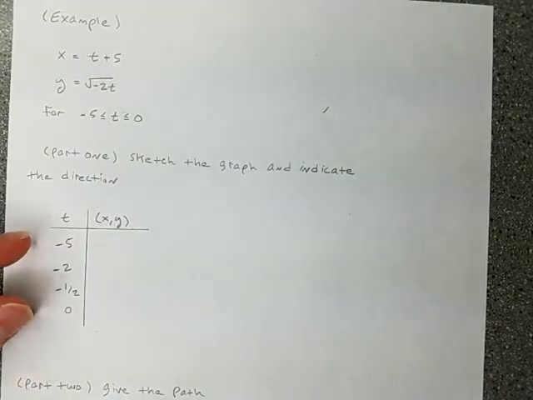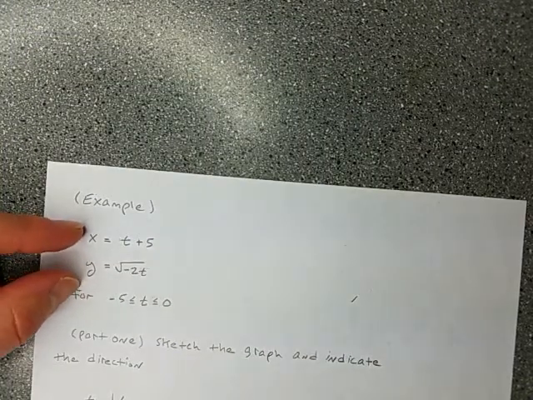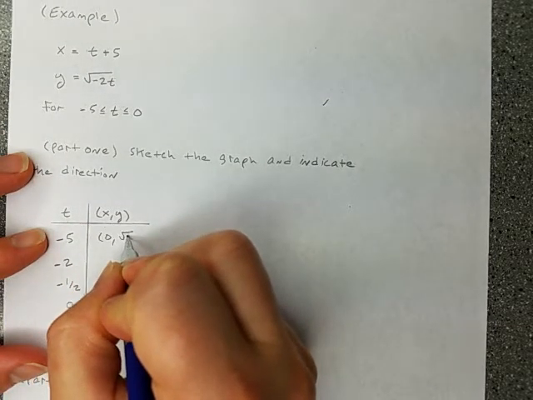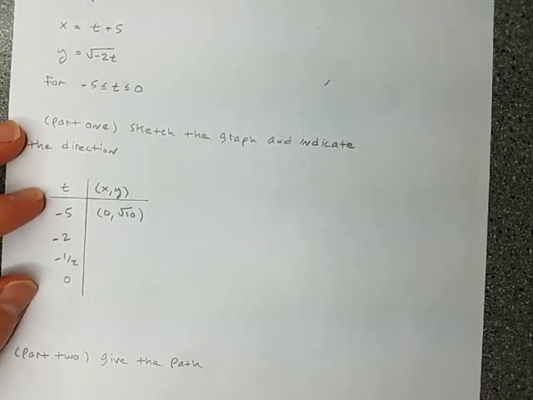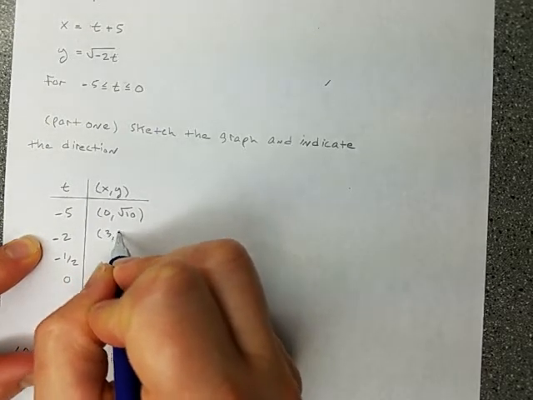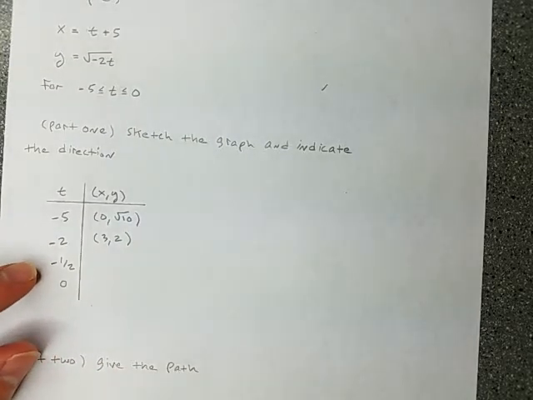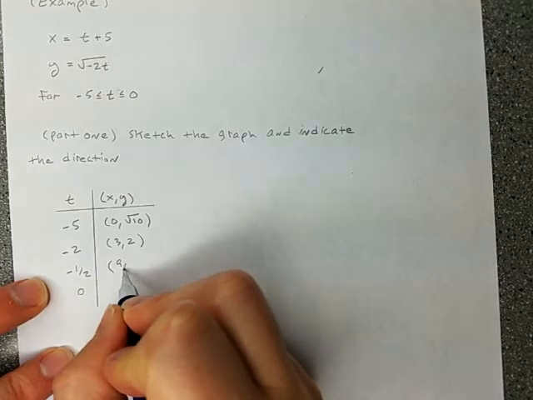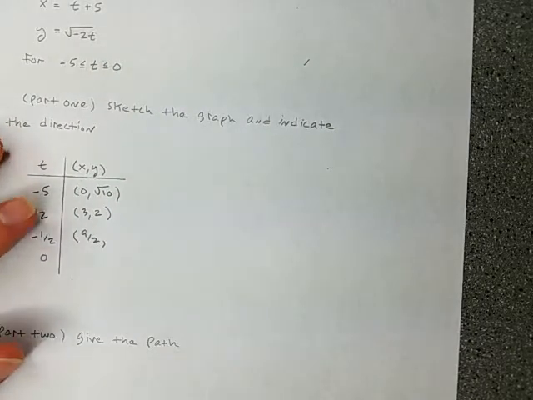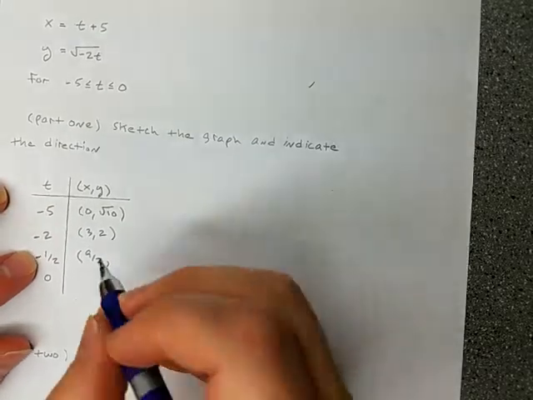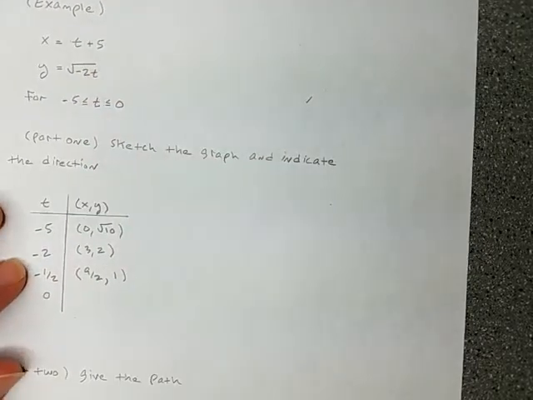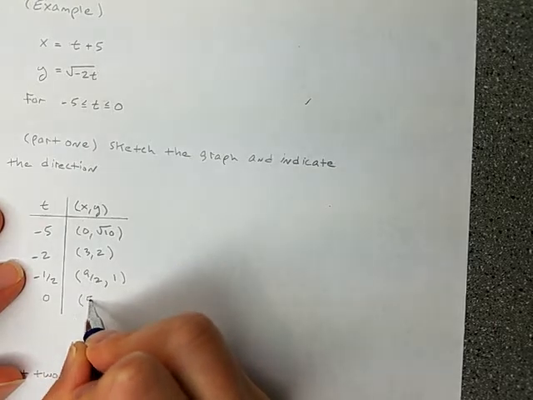So here's what you're going to get if you take these t's and put them in here for x and y. All right? For negative 5 first, I'm going to get 0 and root 10. Root 10 being a little more than 3. And for negative 2, I'll get 3 and 2. And for negative 1/2, I'll get 9 over 2 for x, because I'm going to take t plus 5. So it'll be 4.5, or 9 over 2. And for y I'll get 1, right? Negative 2 times negative 1/2 is positive 1. Root 1 is 1. And then for 0, I'll get 5 and 0.